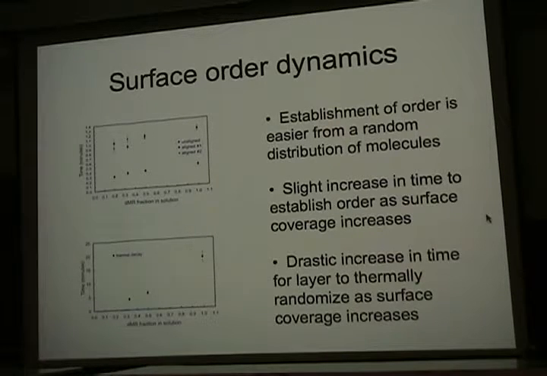The time it takes to establish alignment in the layer doesn't change so much. It does change as a function of surface coverage, but not a lot. And another thing you can take away from that top graph is that the time it takes to align the surface from a random orientation is faster. It happens faster than it does to take an aligned layer and rotate the alignment. Just fully expected.